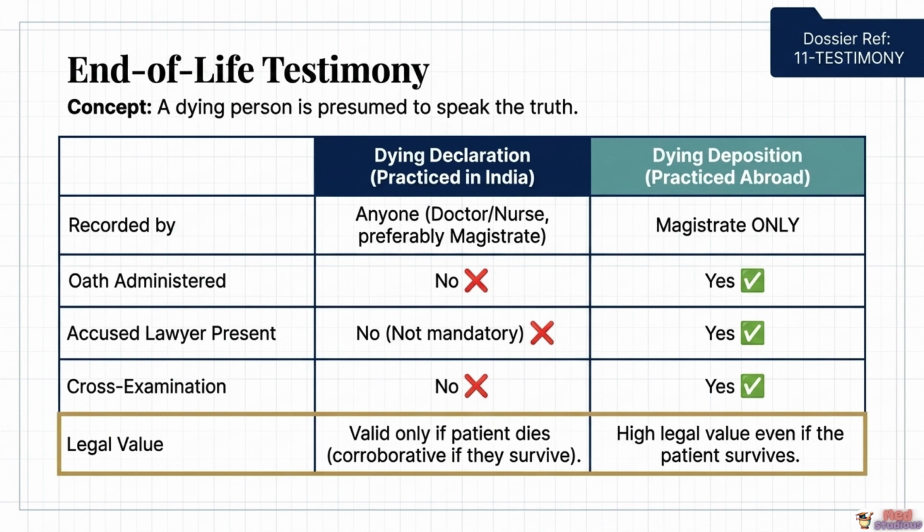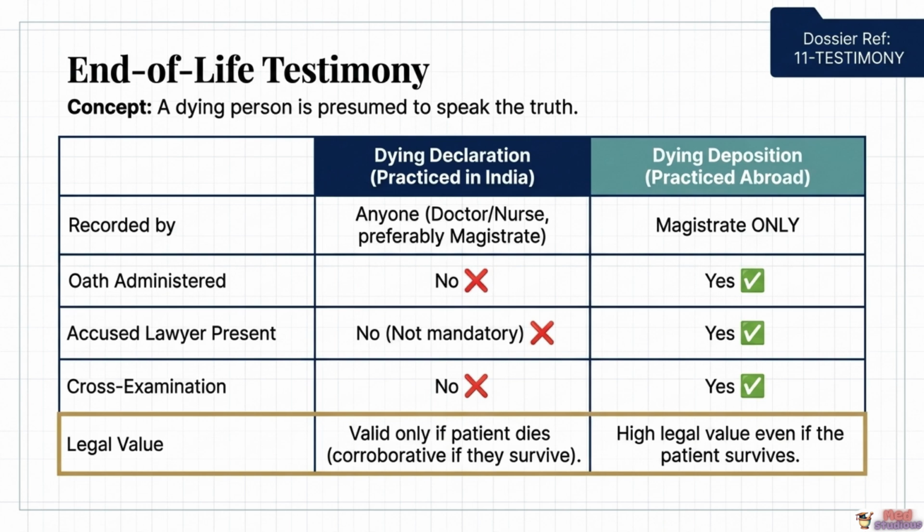However, there are two distinct mechanisms for recording such statements, and confusing them in an exam or in practice can have serious consequences. The dying declaration, practiced in India, is a statement recorded from a dying person and can be taken by anyone present, a doctor, a nurse, or a police officer. Ideally, it should be recorded by a magistrate. No oath is administered, the accused lawyer need not be present, and cross-examination does not occur. Critically, it only achieves full legal value if the patient subsequently dies. If the patient survives, the declaration becomes merely corroborative evidence.